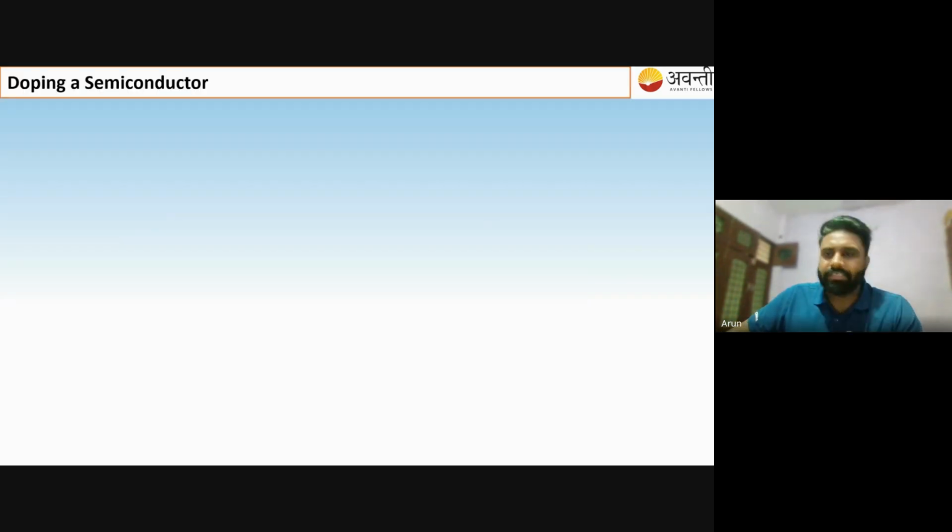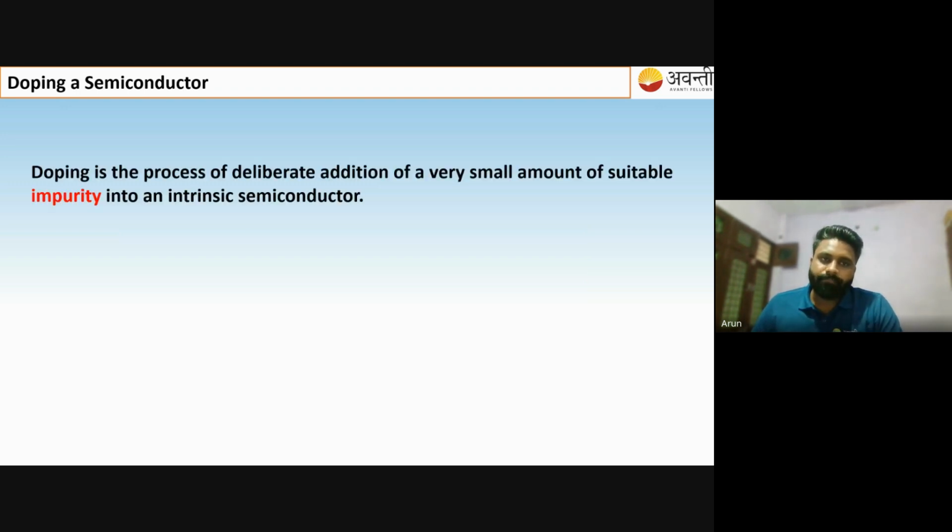So this process of improving the conductivity of an intrinsic semiconductor is termed as doping. And what is doping? We will look at it. Doping is the process of deliberately adding some foreign impurities or atoms in a very small amount to the parent atom, the actual atom of the semiconductor.